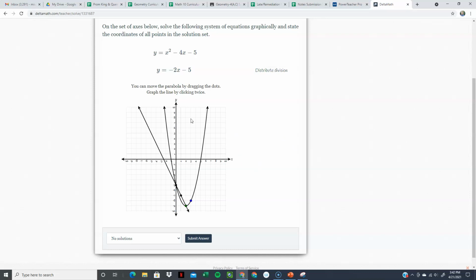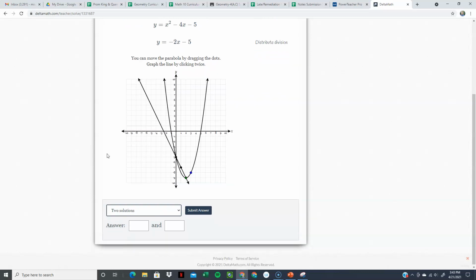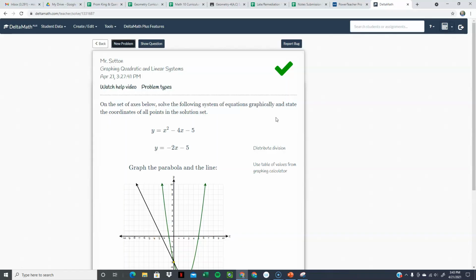Now our solutions, just like for any system that we graph, are where the points intersect. So we have 2 intersections here, this point right here and this point right here. So this has an x value of 0 and a y value of negative 5. And then this point has an x value of 2 and a y value of negative 9. So I'm going to go ahead and submit this.